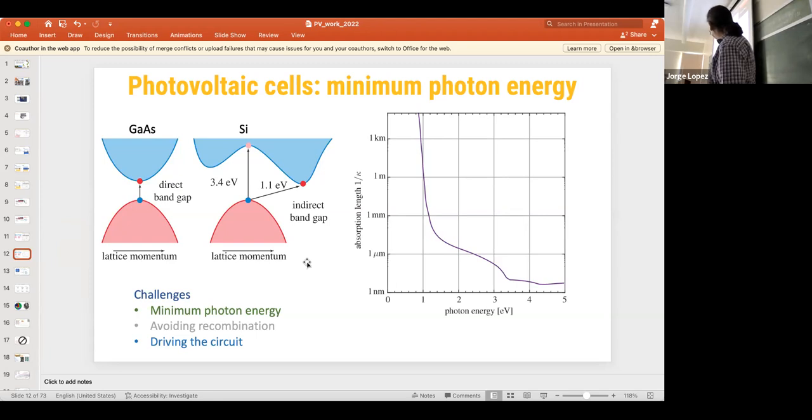And it's the same here. If you don't have 3.4 electron volts, you wouldn't be able to be absorbed from here to here. So the best thing is that you need a minimum photon energy to be in the right place. 1.1 is the right place for us to absorb sunlight. It absorbs most of the sunlight.